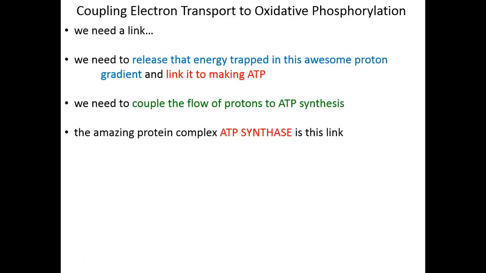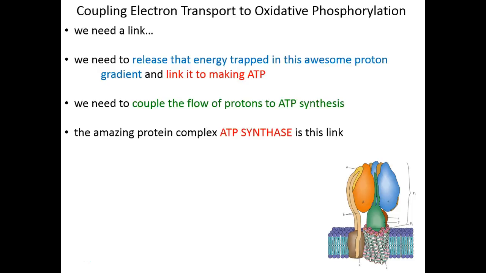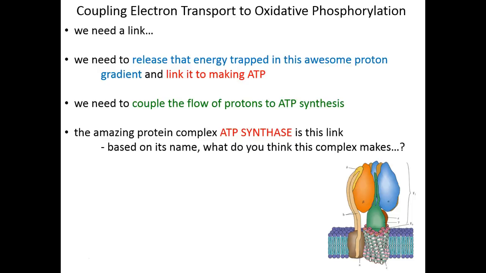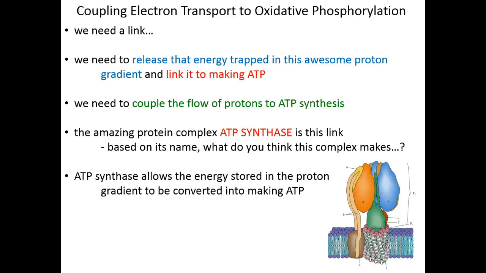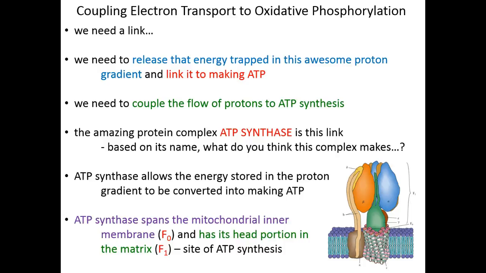This protein complex is called ATP synthase, and that name just tells us that this is an enzyme that makes ATP without using ATP, which makes sense. And this is what ATP synthase looks like. Probably, in my own opinion, one of the most amazing proteins in all of nature. And I hope by the end of this lecture you'll agree with me. Again, based on the name of this enzyme, of course it makes ATP, and it's ATP synthase that allows the energy stored up in that proton gradient to be released and converted into making ATP.